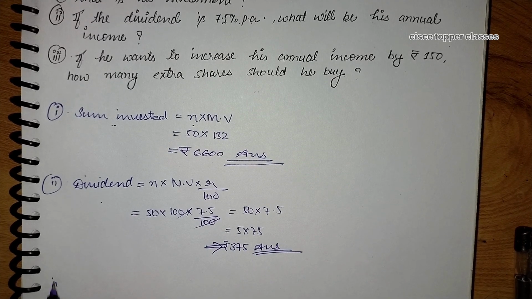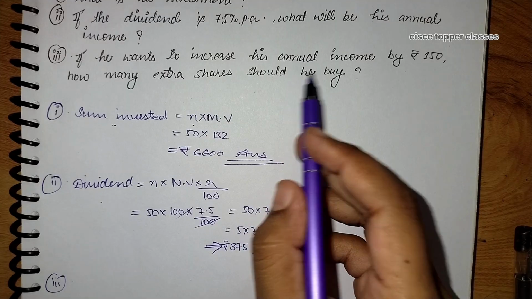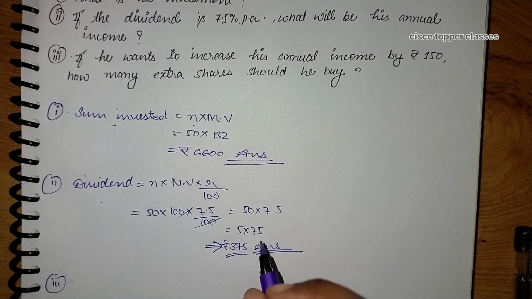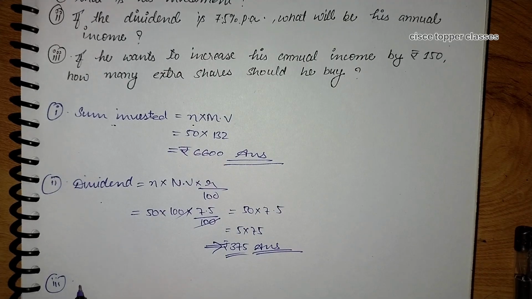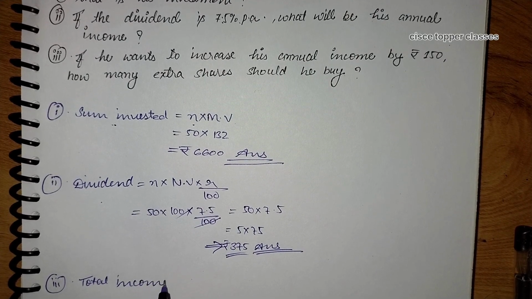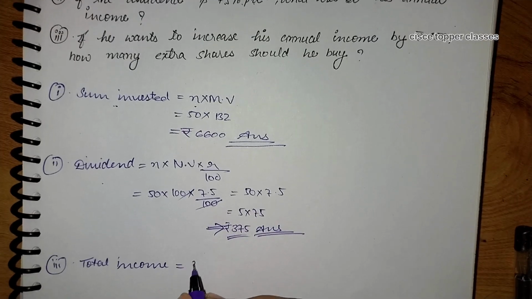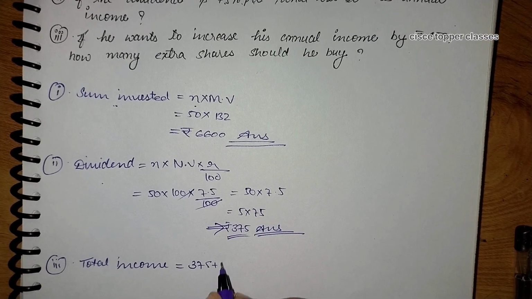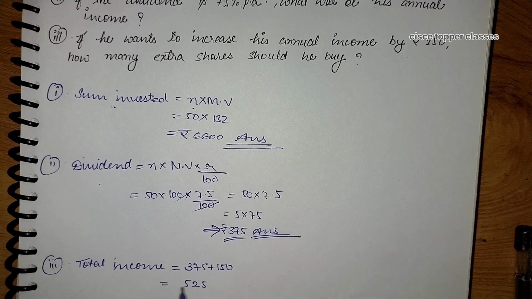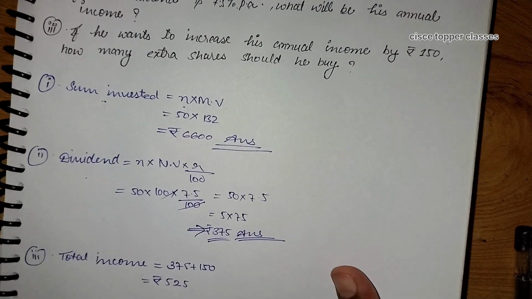Third part, which is asking here, if he wants to increase his annual income by rupees 152, means in this annual income he wants to increase rupees 152. So the total income he wants to make will be rupees 375 plus 152. On adding here we will get rupees 525 as the total income.